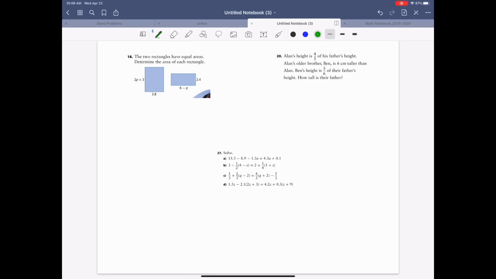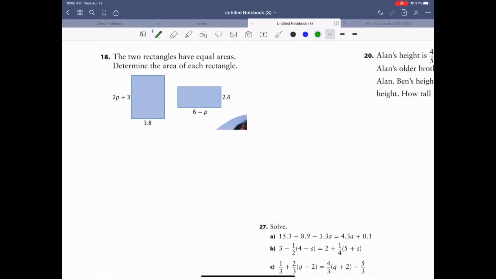Okay, last few questions. This one's the same thing here. The two rectangles have equal areas. Determine the area of each rectangle. So you have to solve for P first, okay?